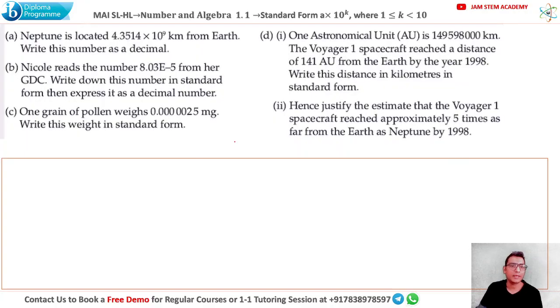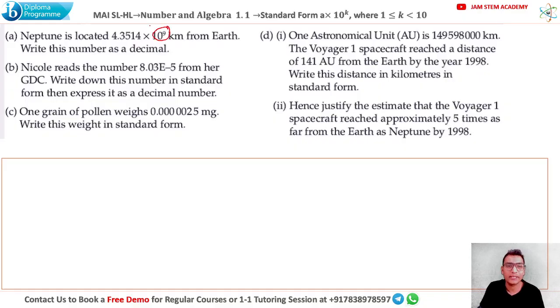This one says Neptune is located 4.3514 times 10 to the power 9 kilometers from the Earth. Now it says write this number as the decimal. So this number is already given in the standard form, right? This is the standard form here. This number is the a, and yes, it is lying between 1 to 10, correct? Times 10 raised to the power k. Here k is 9.